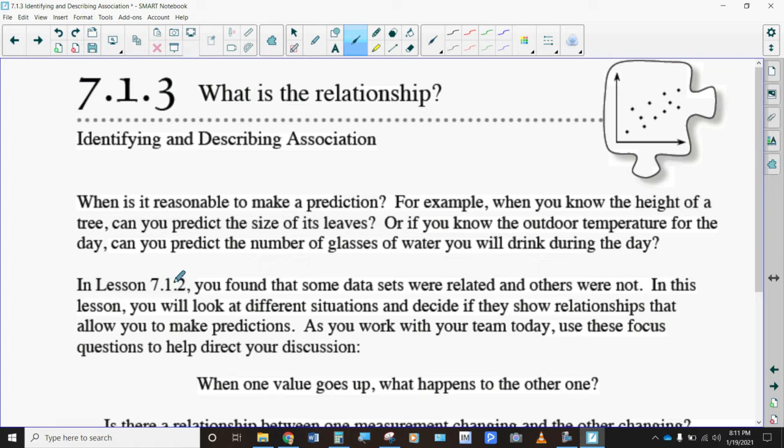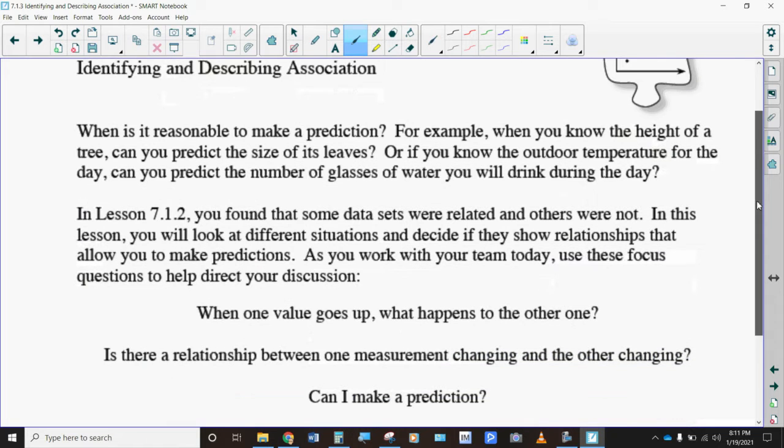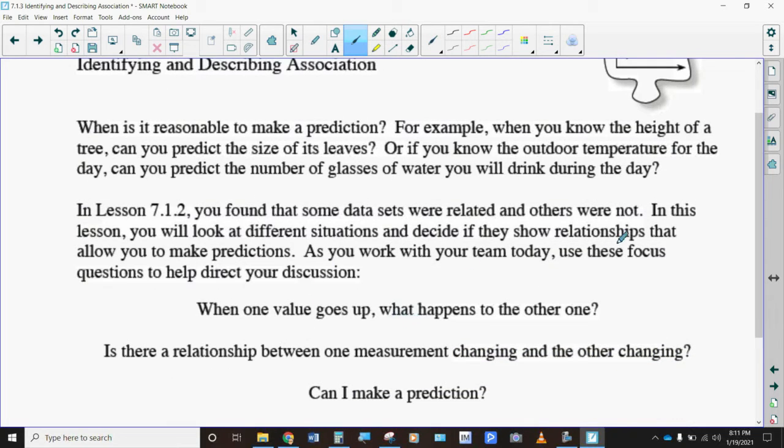In lesson 7.1.2, you found that some data sets were related and others were not. In this lesson, you will look at different situations and decide if they show relationships that allow you to make predictions. As you work, use these questions to focus yourself and to help direct you. I guess you're not discussing, just focus your thinking.